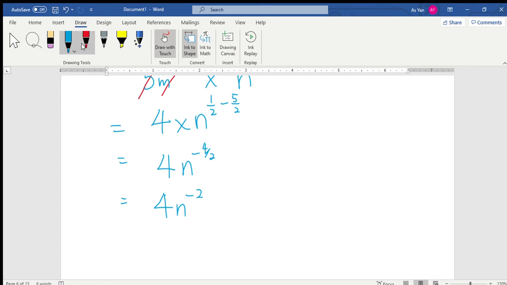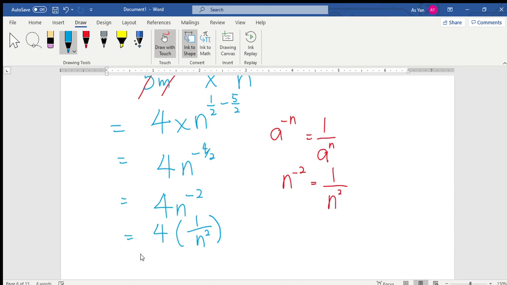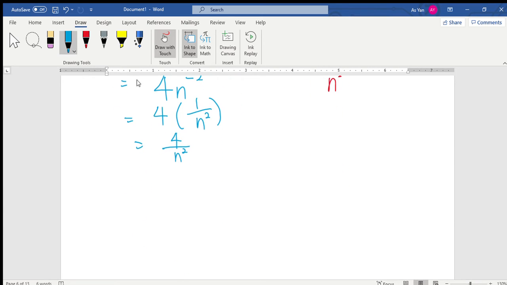Okay, and then still remember a to the power of negative n equals to 1 over a to the power of n. That means n to the power of negative 2 is also equals to 1 over n to the power of 2. So 4 times 1 over n square. So 4 times 1, 4. So 4 over n square. Okay, this is the final answer. Okay, let's look at G.